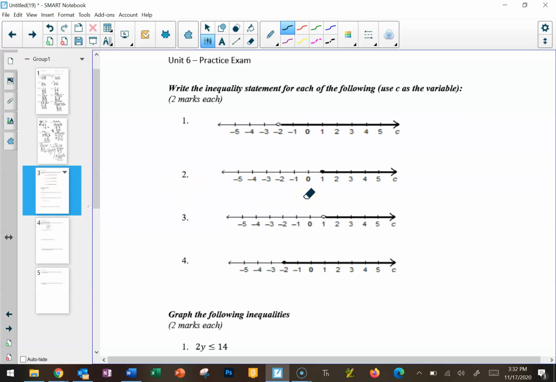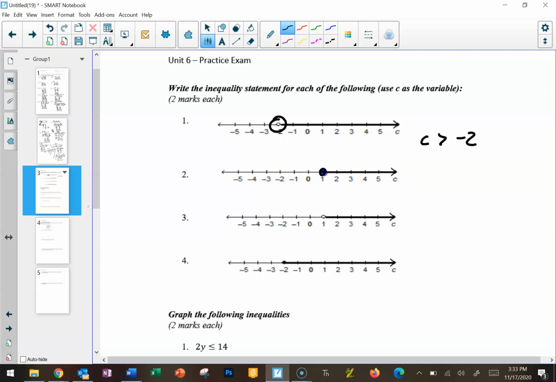Write the inequality statement for each of the following. It says use C as a variable for 2 marks each. It's probably only worth 1 mark each on the exam because this is not particularly difficult. If you know that a circle that is not filled in means that negative 2 is not included, and the arrow is going to the right, so it is getting greater. So in this case, C must be greater than negative 2.